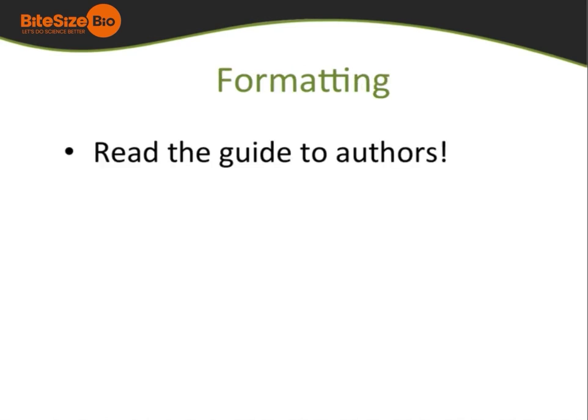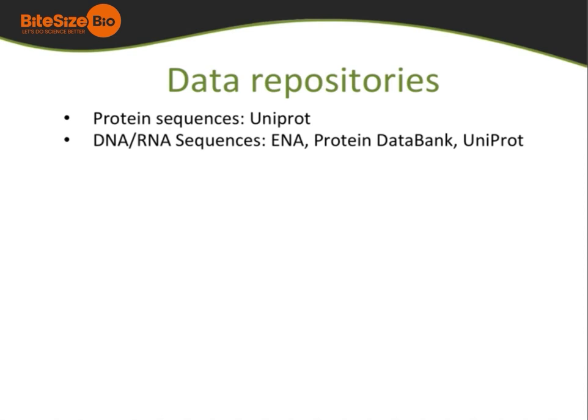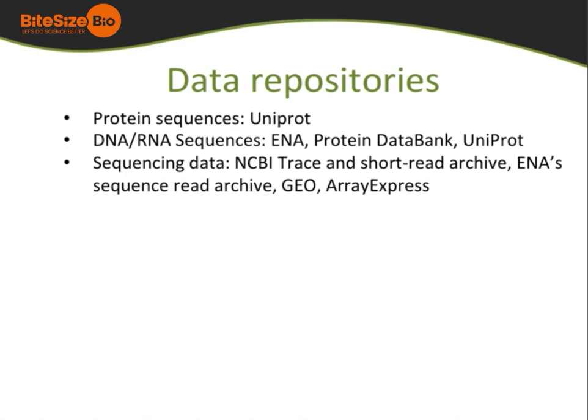As I mentioned before, formatting, you should have read the guide to authors. If you haven't, read it now and make sure your article fits. When it comes to data, especially big data, there's lots of repositories out there, and most journals will tell you the repositories that they accept data to be stored in. So for example, for protein sequences, this can be UniProt. For DNA and RNA sequences, it can be the ENA, the Protein Data Bank, UniProt again. Sequencing data, there's lots of different repositories such as NCBI Trace and Short Read Archive, or the ENA Sequence Read Archive for short reads, and for more deep sequencing, GEO and Array Express.